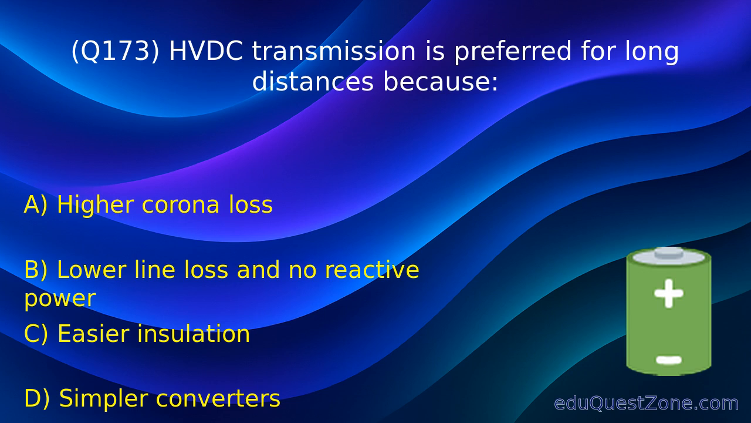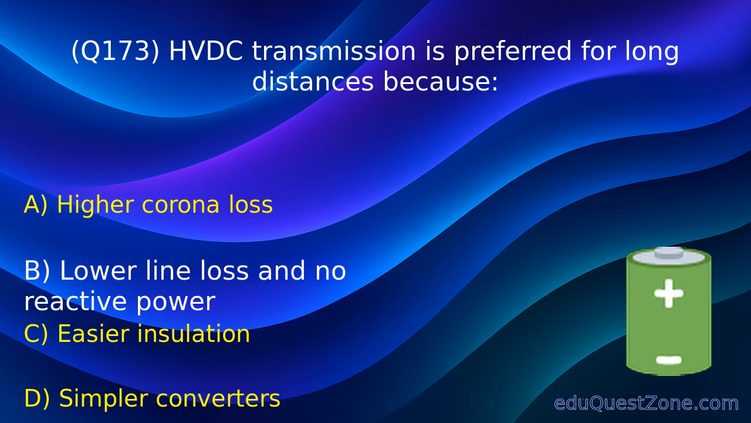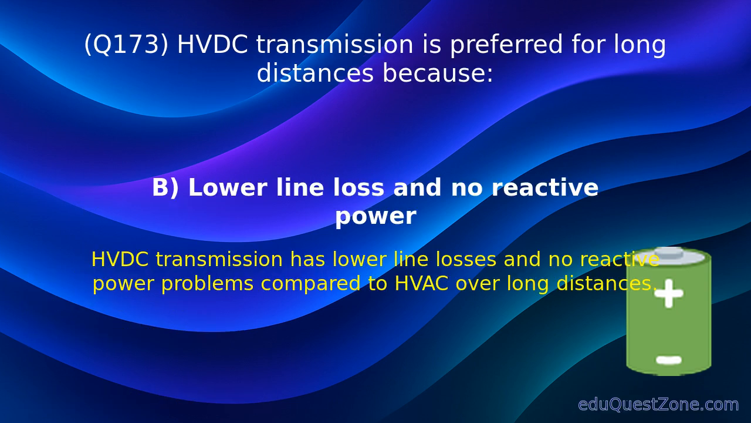Question 173. HVDC transmission is preferred for long distances because? Option B, lower line loss and no reactive power. HVDC has lower losses and no reactive power issues in long transmission lines.